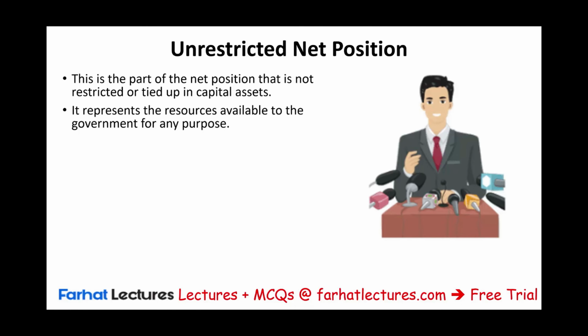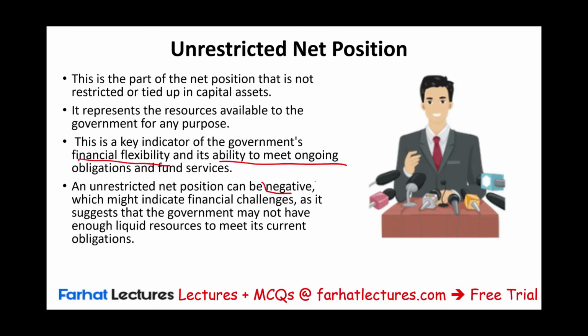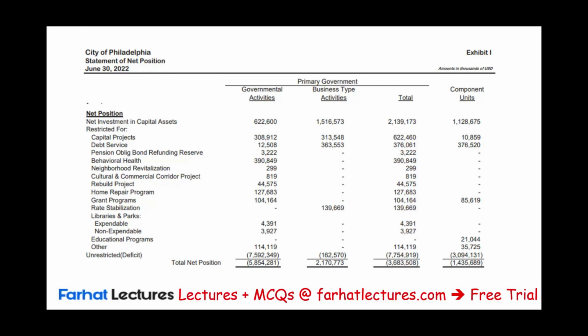But unrestricted net position is a key indicator of the government's financial flexibility and its ability to meet ongoing obligations and fund services. Now, an unrestricted net position can be negative, which might indicate financial challenges, and it suggests that the government may not have enough liquid assets because it's negative. And on the balance sheet, it would look something like this: unrestricted net position and the amount. Now, the best way to illustrate this is to look at an example.